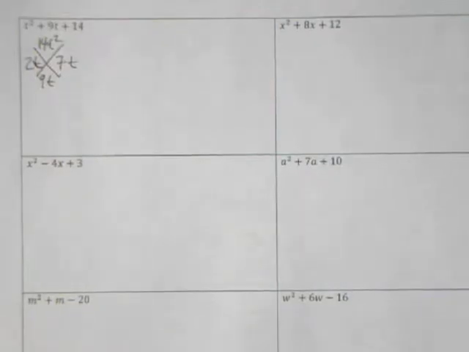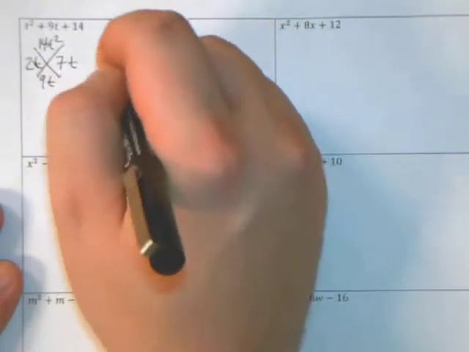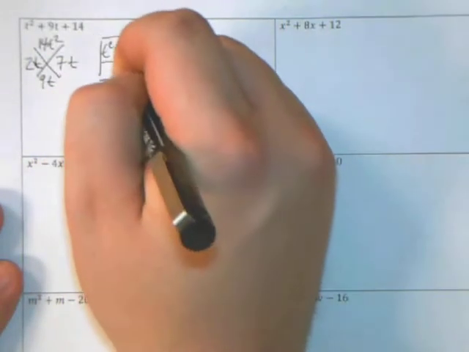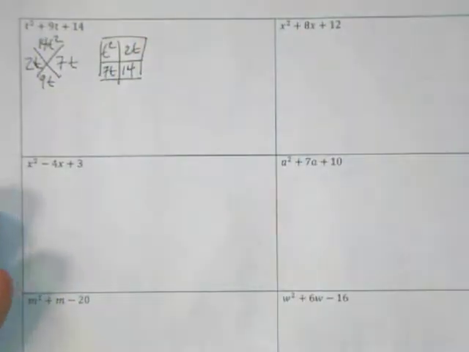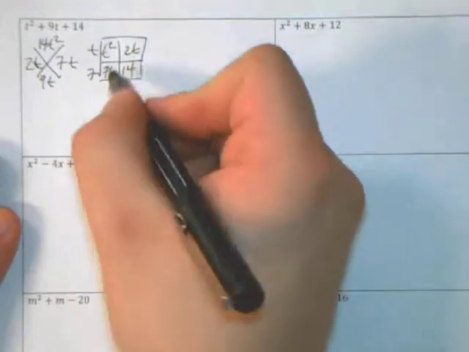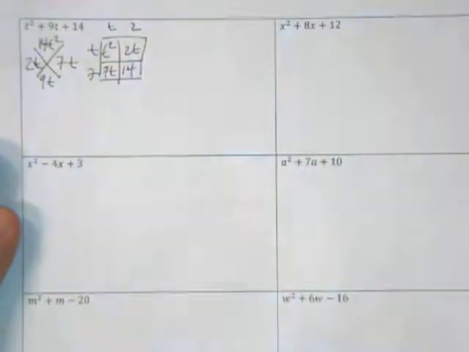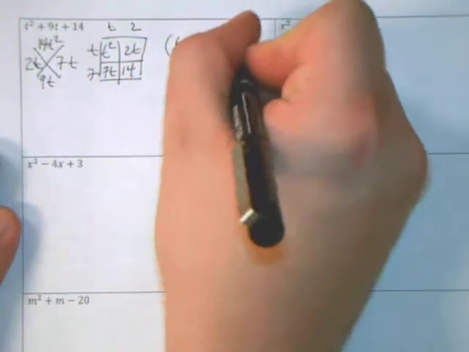Now I'm going to draw a box. Fill in the box. First term first, last term last, then the answers. Now I'll find what's in common, rows and columns. Rows here are t, 7, t, and 2. So my answer then is t plus 2, t plus 7.